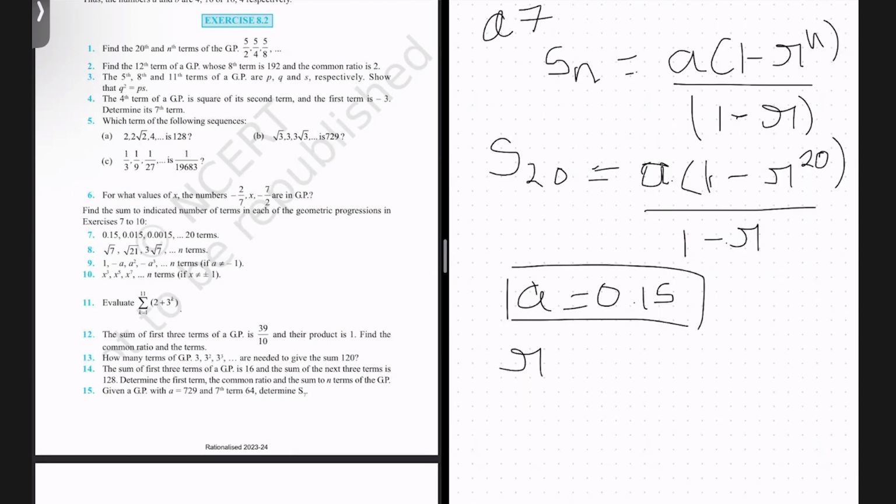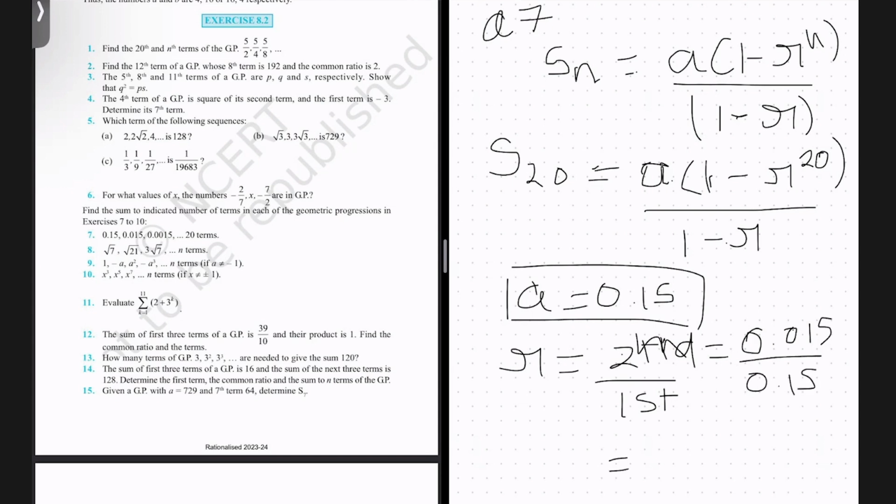Moving on, the common ratio for this GP is going to be, as we had previously discussed, we divide the second term by the first term, and when you do that, what we obtain is 0.015 divided by 0.15. So the common ratio is nothing but 0.1. Correct. Now, having said that, we are now going to plug in these values into the formula that we had obtained for the sum of the 20th term, and we're going to find out what that is going to be, right?